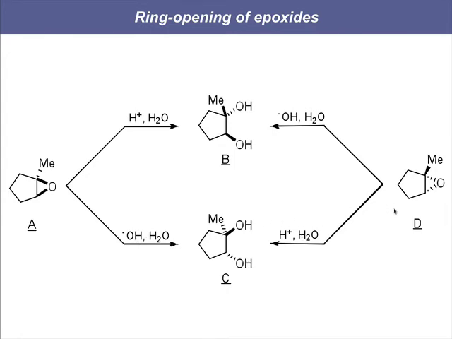Again, we're going to be adding from the top face of D to open up the ring, and basic conditions will attack the less substituted side. So we're going to invert at the less substituted carbon to get to B. And we need to invert at the more substituted carbon to get to C.